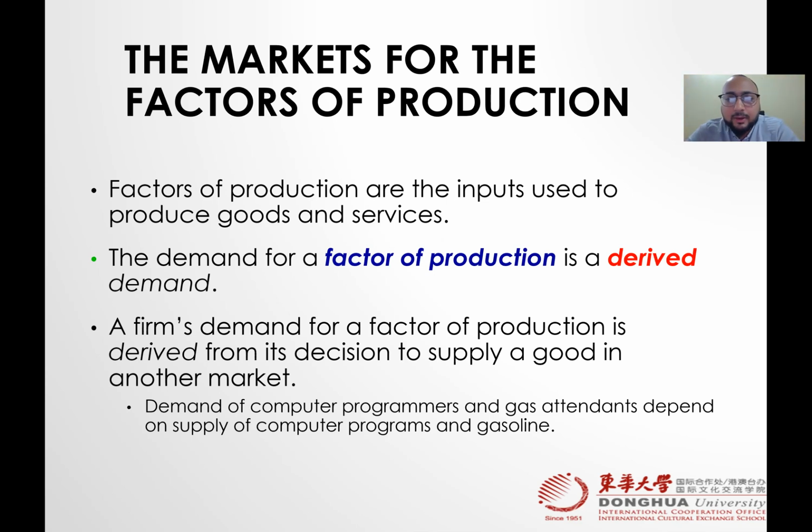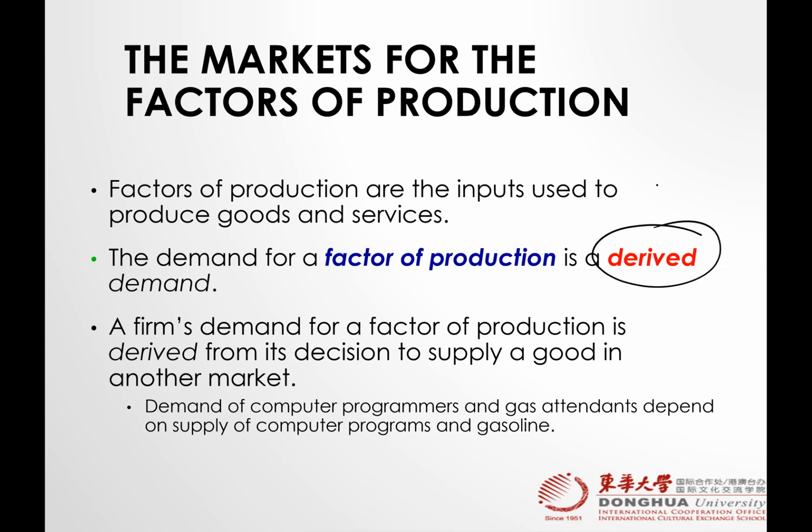So the demand for factors of production is a derived demand. What does it mean? As the name implies, derived means the demand is derived from something else, right? So what do we mean by derived? It means a firm's demand for a factor of production is derived from its decision to supply a good in another market. For example, the demand for computer programmers and gas attendants depends on the supply of computer programs and gasoline.